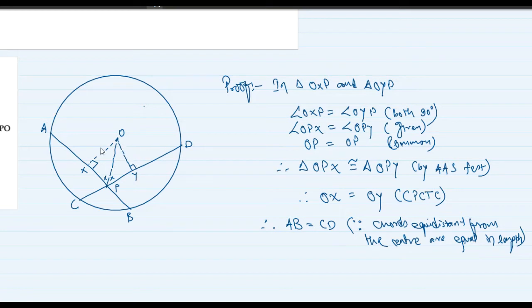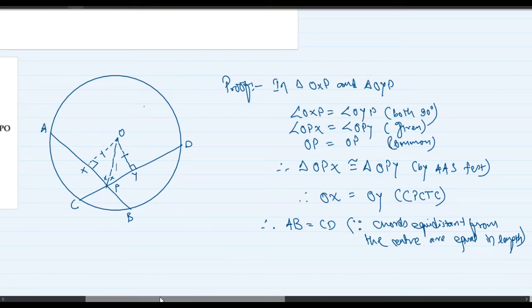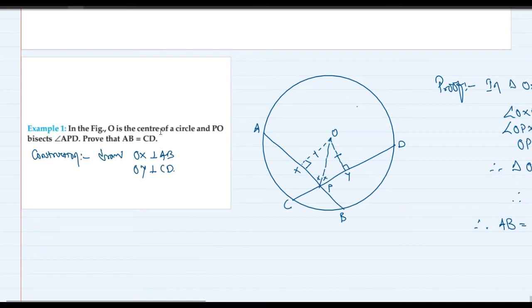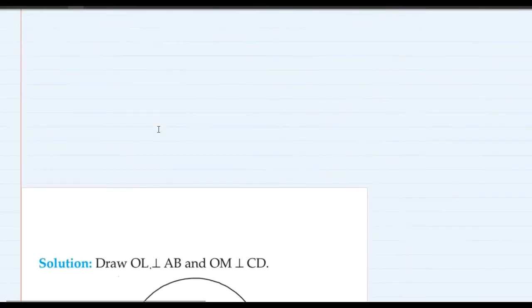So OX is equal to OY means these two lines are equal. That means the perpendicular distance of the chord AB from O and the perpendicular distance of chord CD from O are equal, right? So since OX is equal to OY, we can say that AB is equal to CD. Chords equidistant from the center of the circle are equal in length. So this is how you solve this question using theorem number 6.